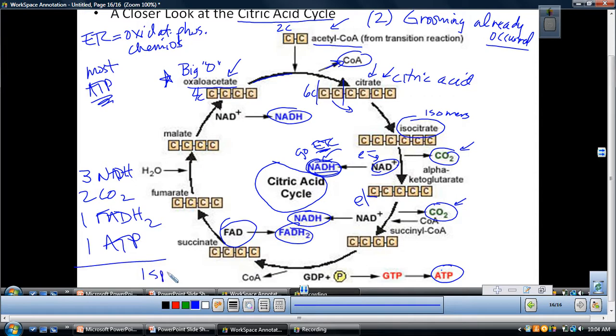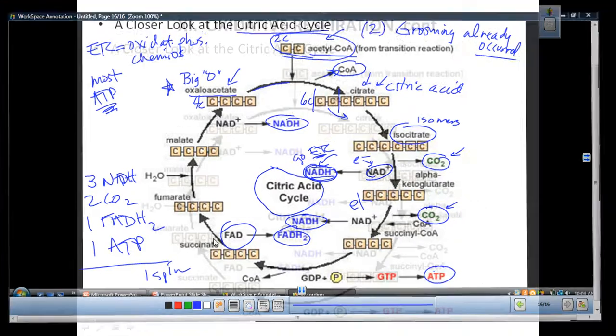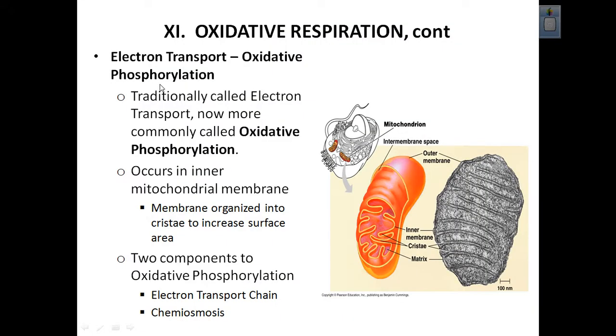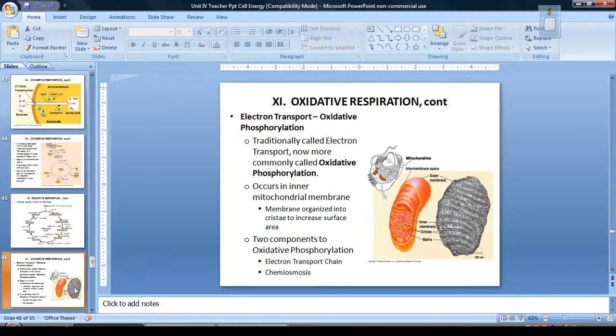That's for one spin. But we have to take 2 spins because we have 2 acetyl-CoAs. So if you double those numbers, you'll see what your results are. And at the end of this cycle, we are ready to go to the electron transport chain, or we can go through oxidative phosphorylation. And I'll do that in another video. Okay? Make sense? Great job.